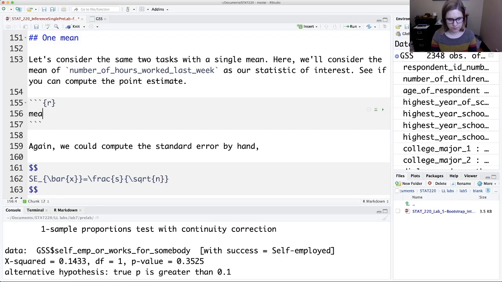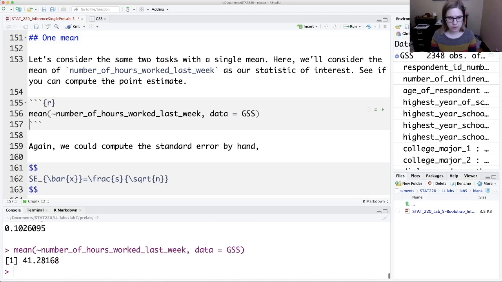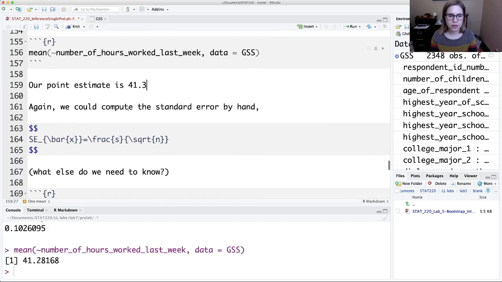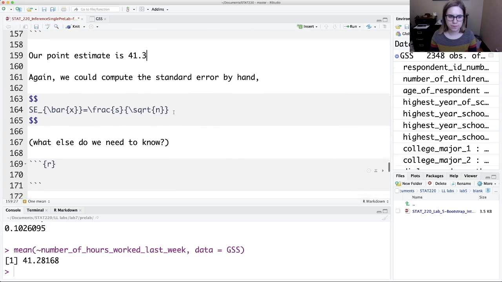And now I'll do it. So I'll do the mean of tilde number of hours worked last week, comma data equals GSS. If I control enter, our point estimate is 41.3, maybe we'll estimate. And we could compute the standard error by hand.